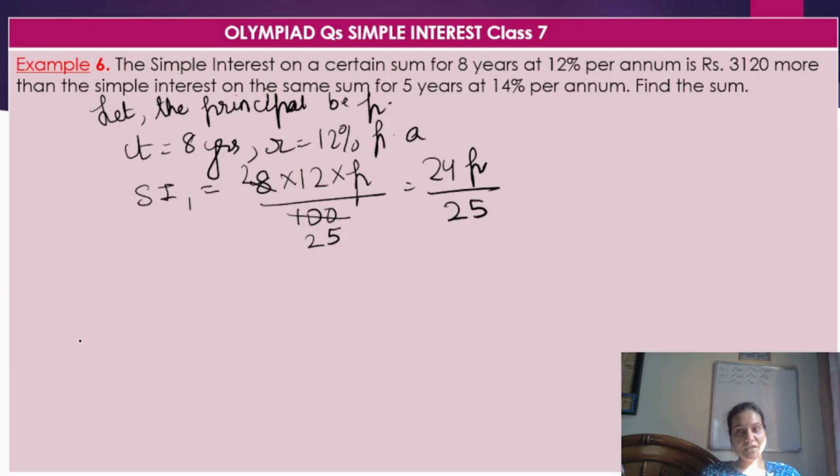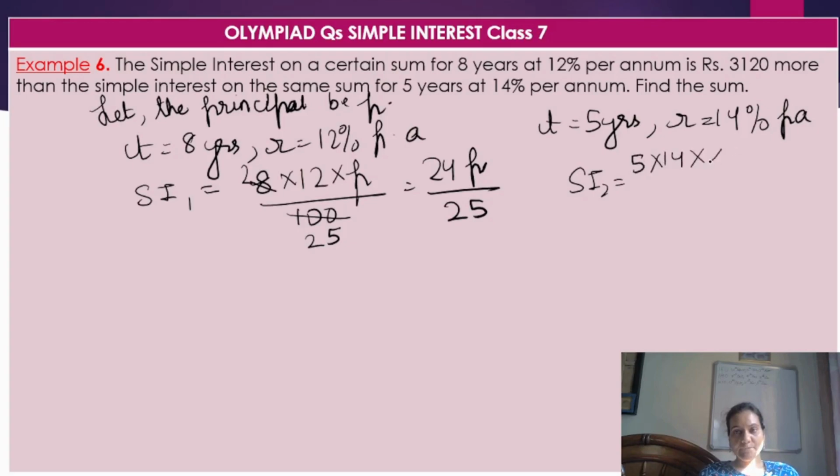Now the second simple interest, SI2, let's calculate here. That is for 5 years and rate of interest is 14% per annum. So now here, SI2, simple interest is equal to 5 into 14 into P by 100. So here what will happen, 5 1s are 5, 5 20s are 100, 2 10s are 20 and 2 7s are 14. So what is left, 7P by 10. Okay, this is the simple interest in the second case and the simple interest in the first case is 24P by 25.